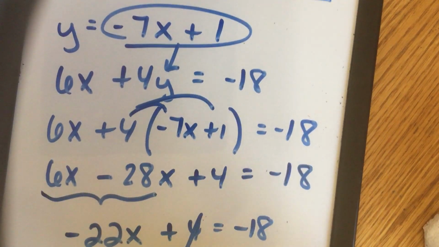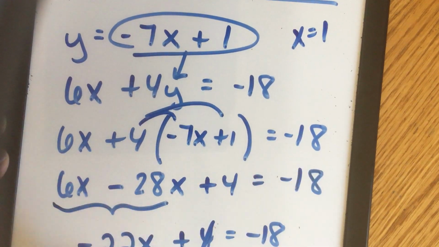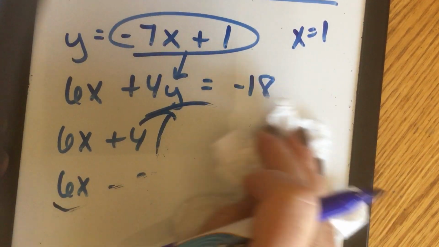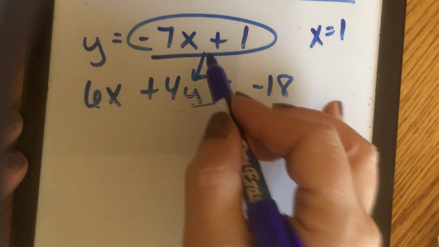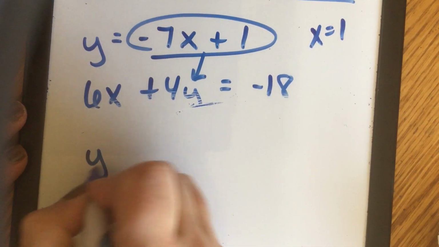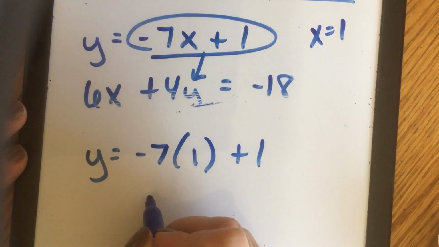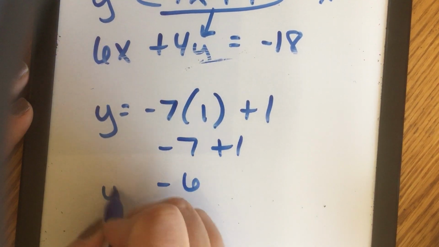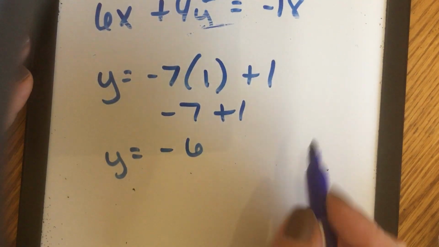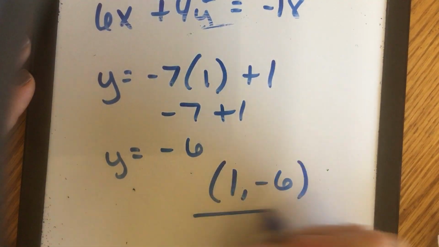So now I'm going to write x equals 1 up here by my original problem, and I'm going to erase all of this work, and I'm going to plug x equals 1 into my easiest equation. So y is equal to negative 7 times 1 plus 1. So negative 7 plus 1 is negative 6. So y equals negative 6. So my answer is 1, negative 6.